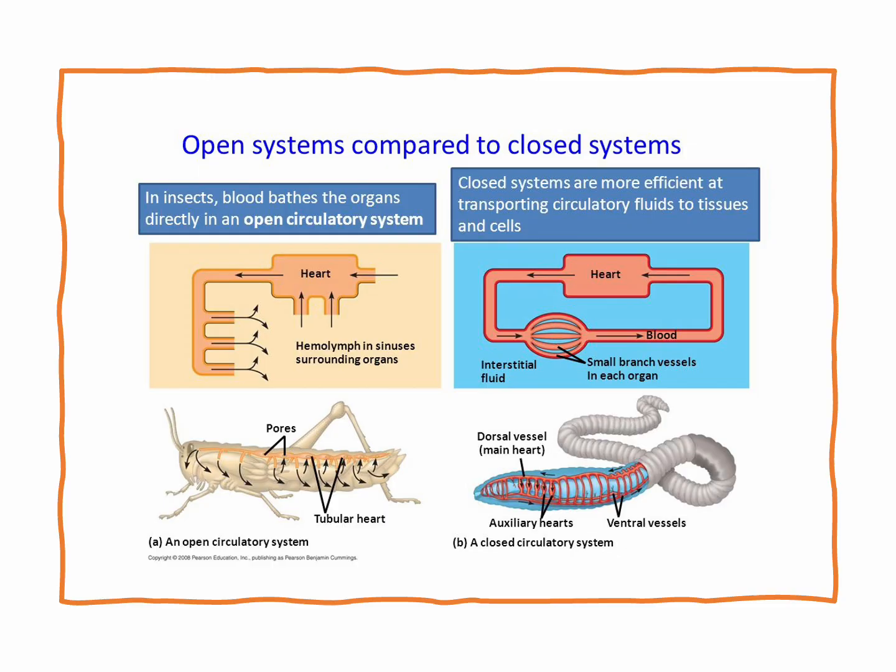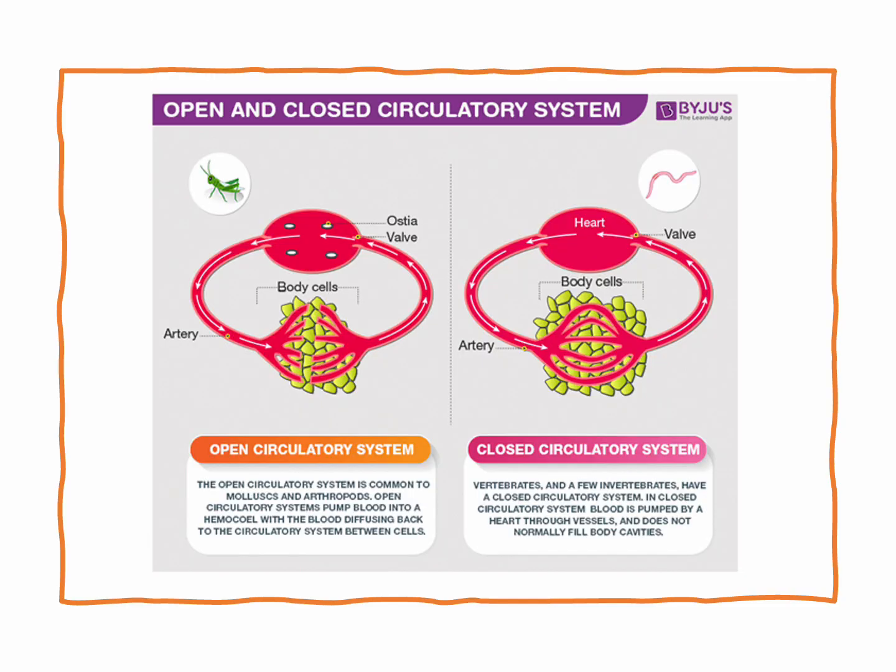In a closed circulatory system that's also present in invertebrates, this one's an example of what happens in earthworms. These are more efficient at transporting circulatory fluids to tissues and cells because it's all a loop, right? So the pressure that you're exerting from the heart is going to be felt throughout the entire loop.